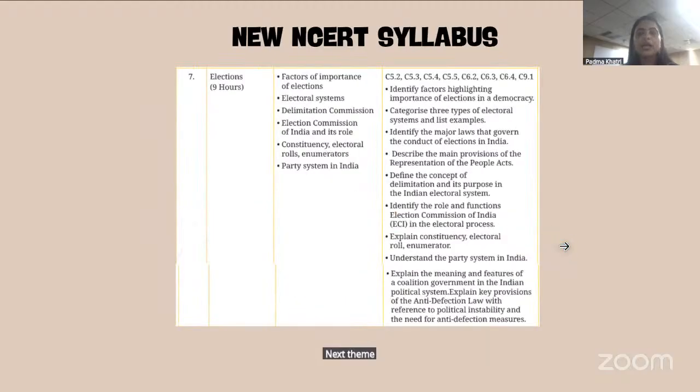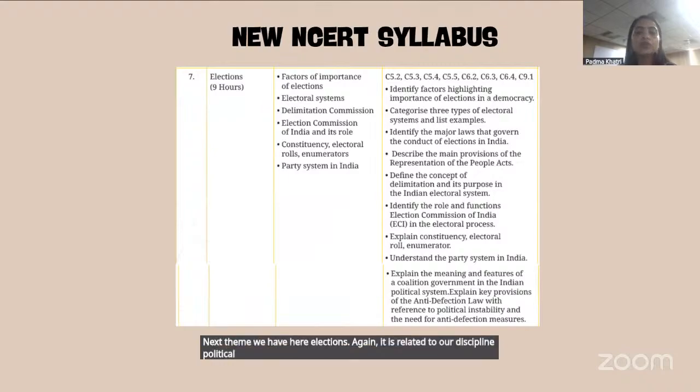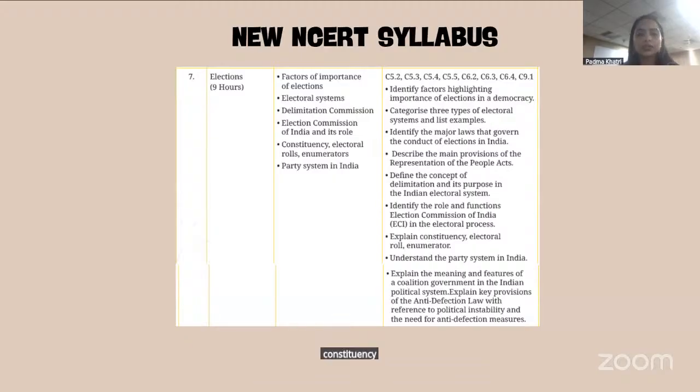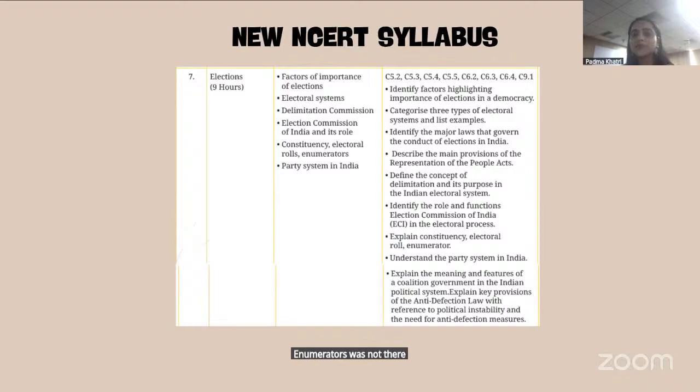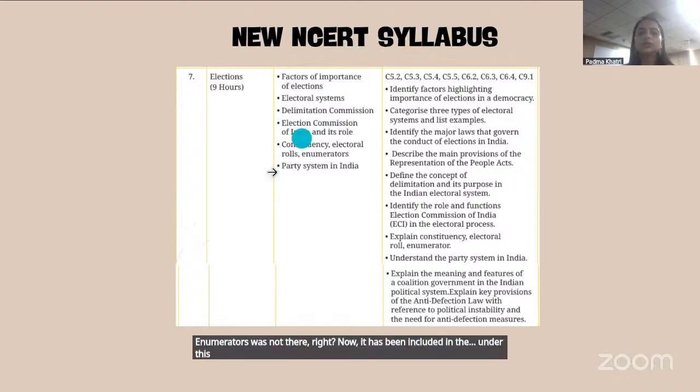The next theme we have here is elections. Again, it is related to our discipline, political science. It will focus on the importance of elections, electoral system, delimitation commission, Election Commission of India and its role, constituency, electoral rolls, enumerators, party system in India. Now, this chapter was earlier there in our democratic politics book, but here you can see there is some revision. The delimitation commission was not there, enumerators were not there, right? Now it has been included under this particular theme.